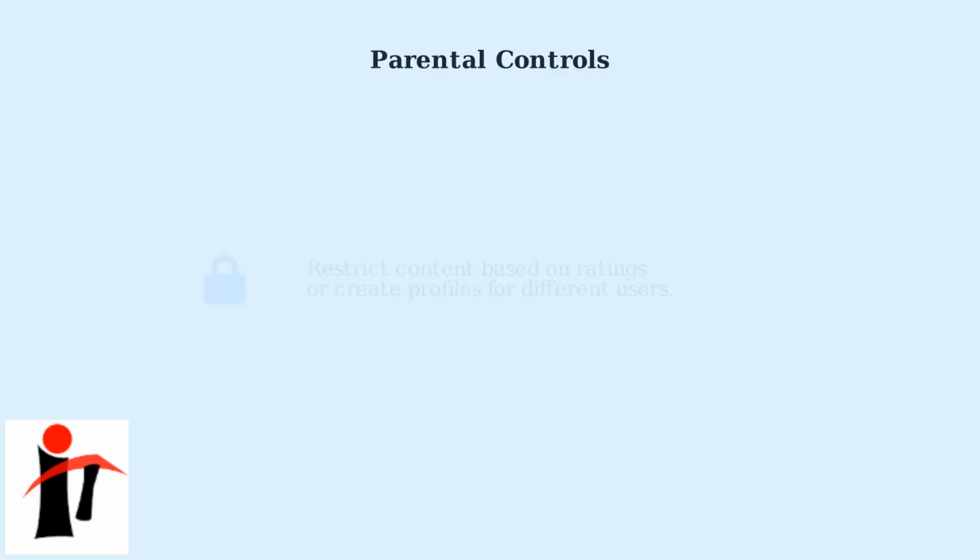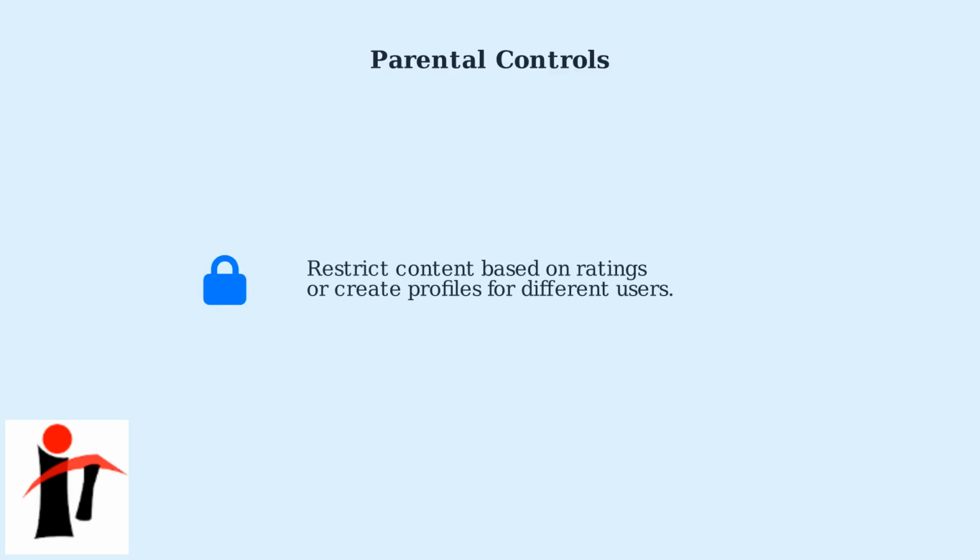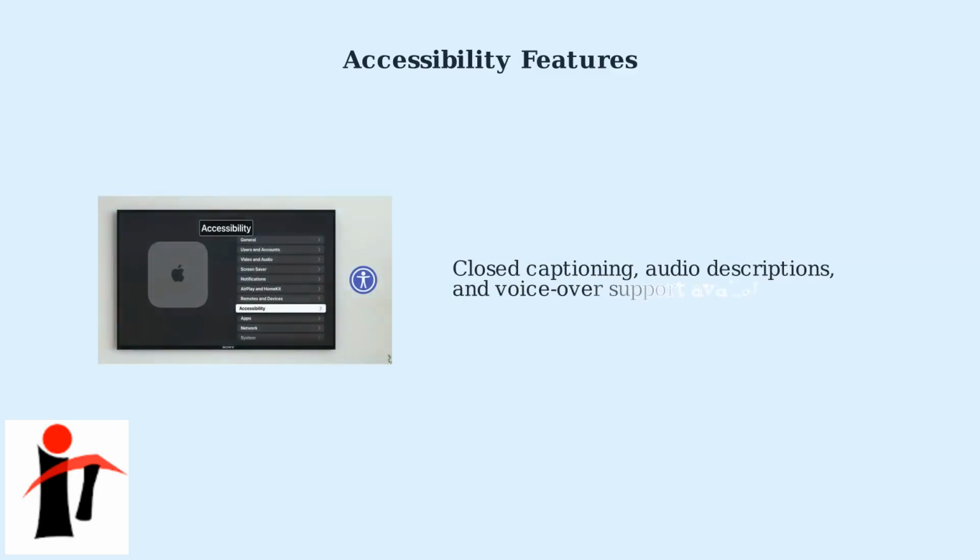Parental controls allow you to restrict content based on ratings or create separate profiles for family members. Accessibility features include closed captioning, audio descriptions, and voiceover for visually impaired users.